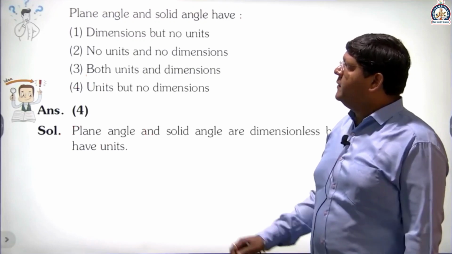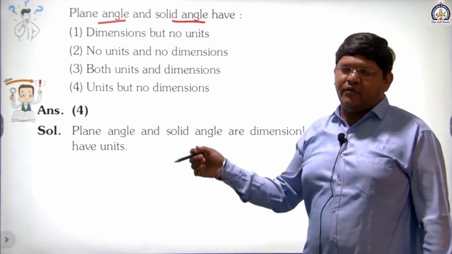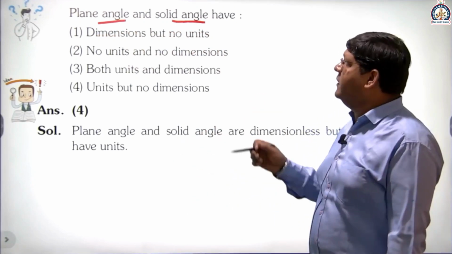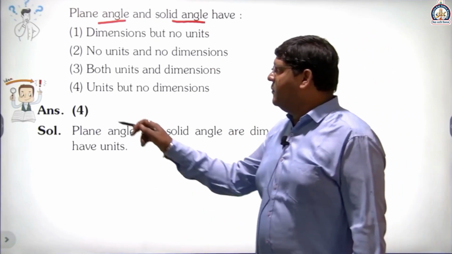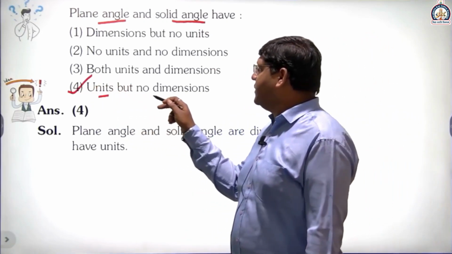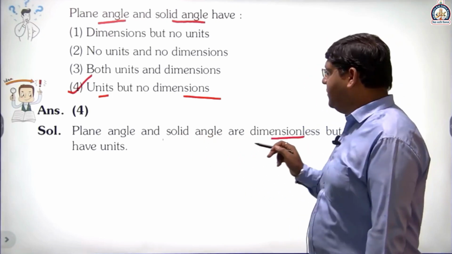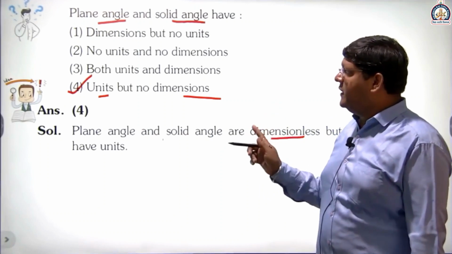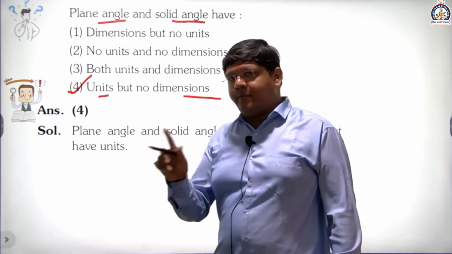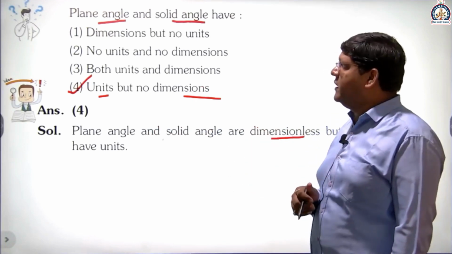Moving to the next part, plane angle and solid angle have. Okay, this is related to our starting chapters of class 11. What is the relation between plane and solid angle? Both have units but no dimension. Plane angle and solid angle are dimensionless but have units. The units for both plane angle and solid angle are different, but they have no dimension, okay, because they are dimensionless quantities, they are represented as constant quantities.